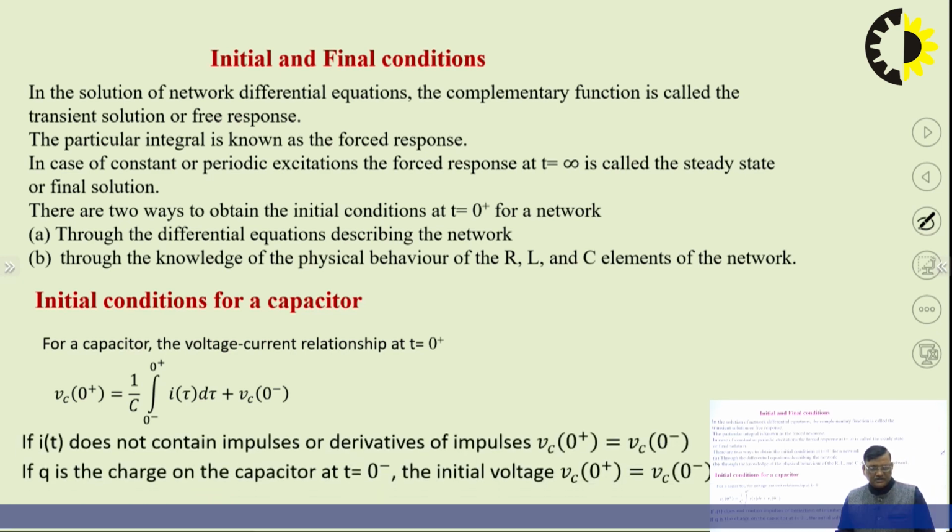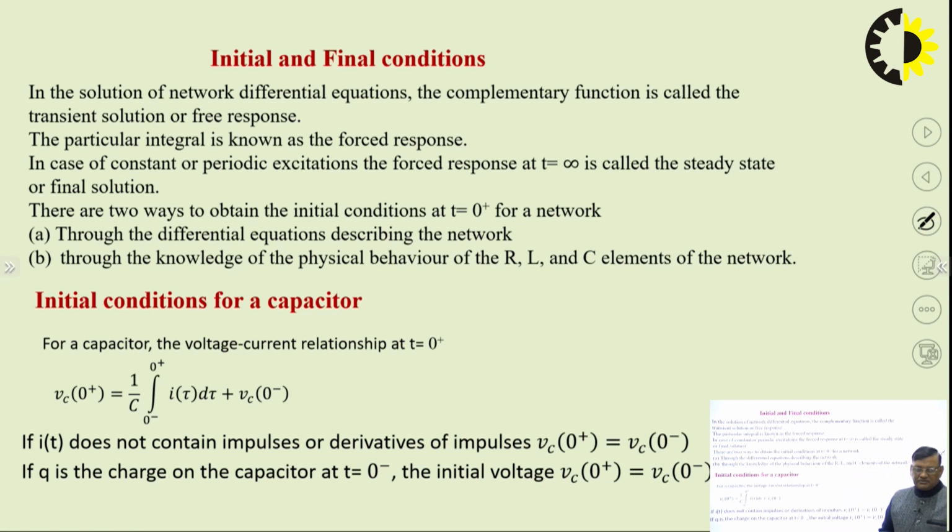i(t) does not contain impulses or derivatives of impulses, so Vc(0+) equals Vc(0-). What does it mean? It means the impulse functions are defined at t equal to 0, because an impulse function does not exist other than at t equal to 0. Its value is 0 other than at t equal to 0, and at t equal to 0 its value is infinite. Vc(0+) and Vc(0-) are the times after the switching and prior to the switching, so impulses are 0.